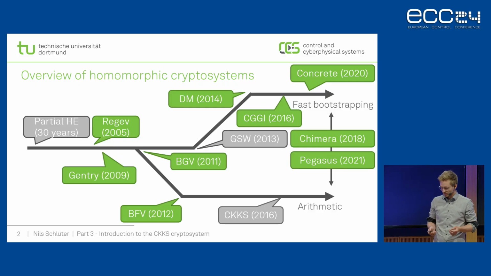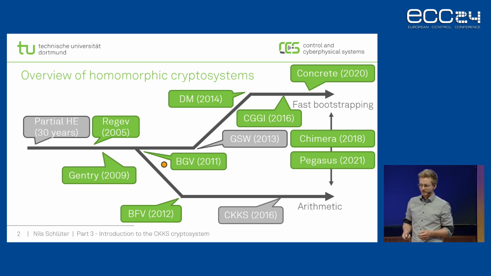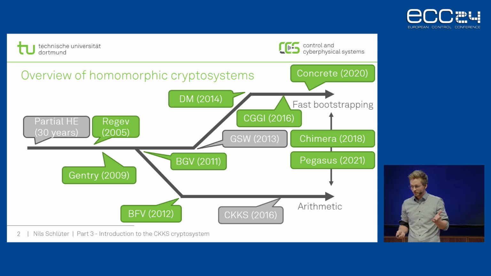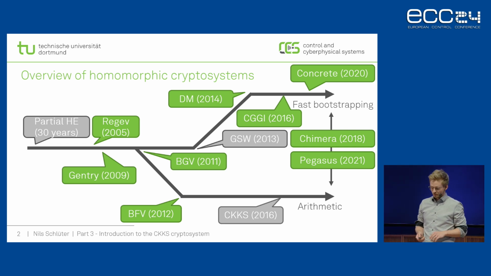So what Moritz was already telling us is about partial homomorphic encryption. So the Paillier scheme is one of the examples there. It's already 30 years old. And then we have some breakthrough papers by Regev and Gentry. And from these emerged basically two branches. In one of them, we have the GSW scheme that Junso told us about. And in the other one, we have the CKKS scheme, which is the content of this talk.